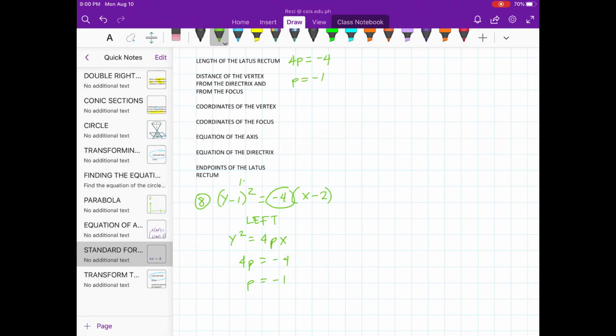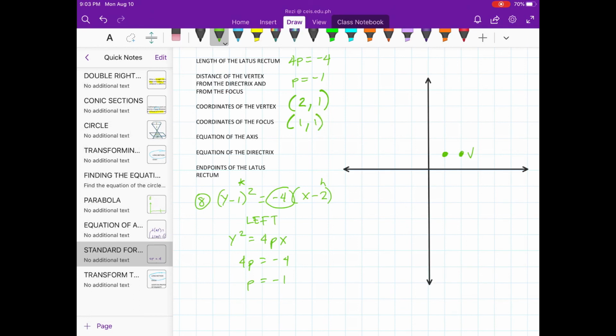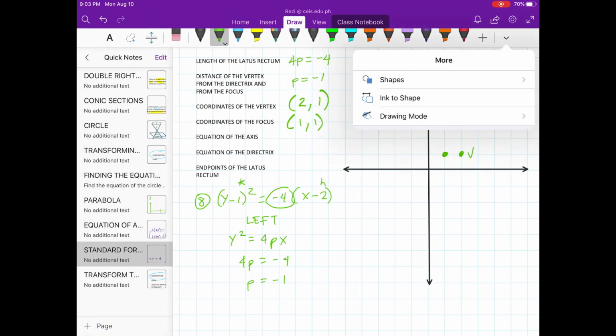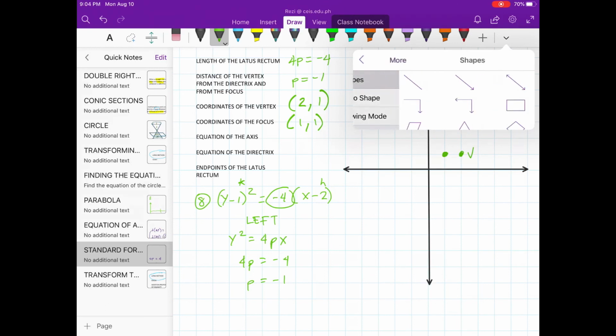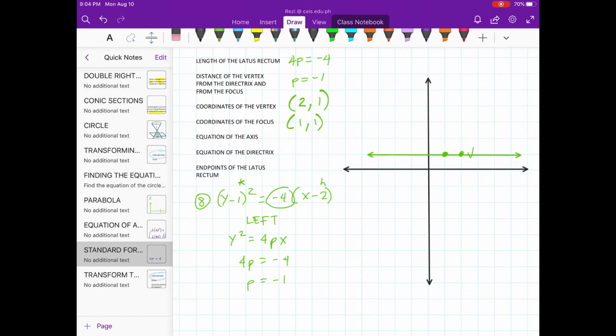From the equation, we have the value of k and h. So our vertex is +2 and +1. Let's plot the vertex. +2 and 1 is here. For the focus, it is 1 unit to the left of the vertex. So coordinate of the focus is 1, +1. The equation of the axis is along the vertex and the focus. Therefore, y is equal to 1.